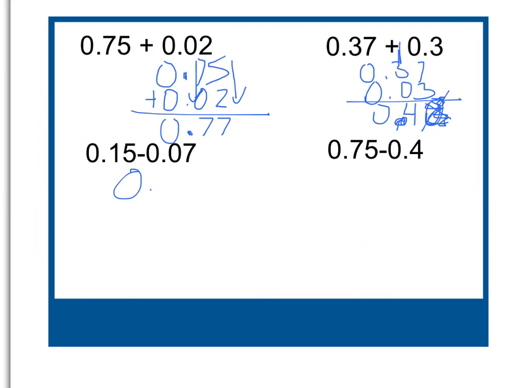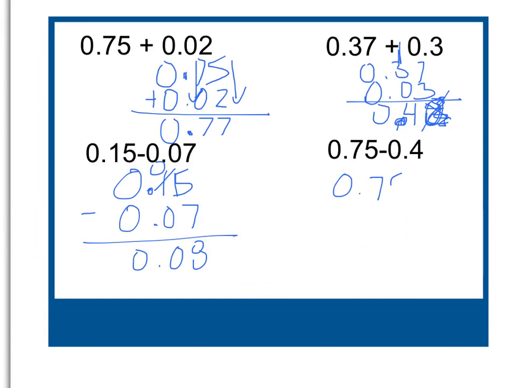Alright, so now we have subtraction, 15 hundredths. I'm going to subtract 7 hundredths. And when I do this, I need to borrow, so I take away 1 from here and borrow it, and I have 15. That gives me 8. 0 minus 0 is 0. 8 hundredths.